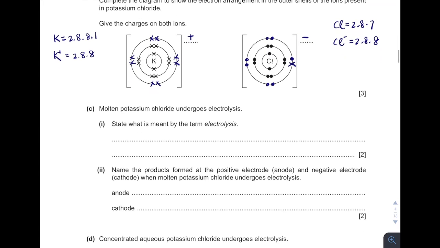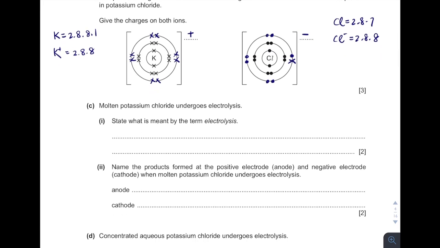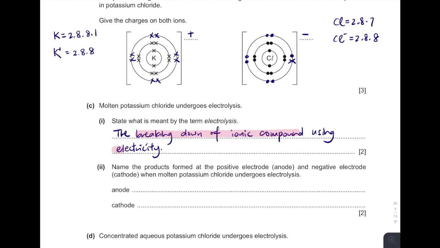Next, what is meant by the term electrolysis? It means the breaking down of an ionic compound using electricity. Keywords: breaking down of an ionic compound, 1 mark, with electricity, 1 mark.